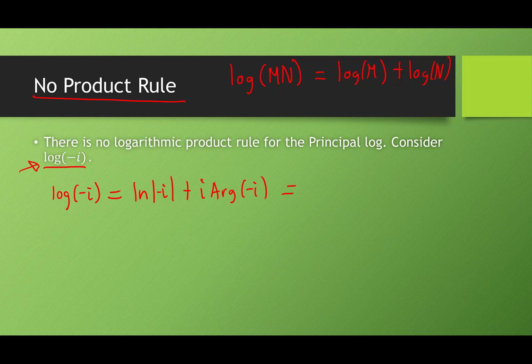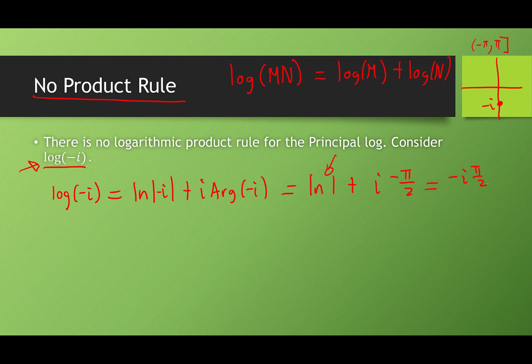Okay, so let's think about that. Let me draw a negative i here for us. So negative i is right here. And the length of negative i is 1, plus i times the argument of negative i. Remember, because it's principal log, we're thinking negative pi to pi. So the argument of negative i is actually negative pi over 2. So if we simplify this whole thing, remember ln of 1 is 0, so we get in the end negative i pi over 2.